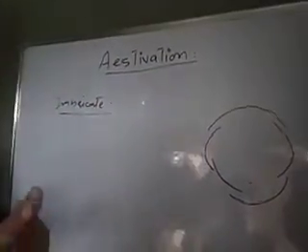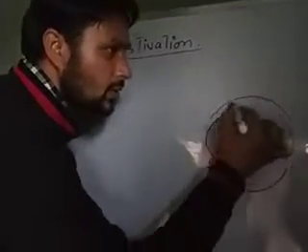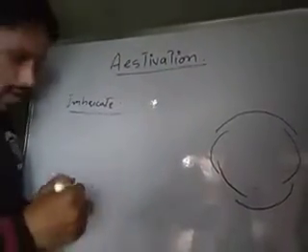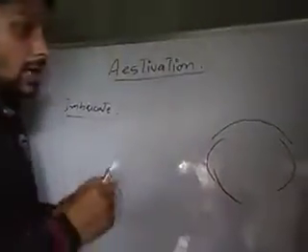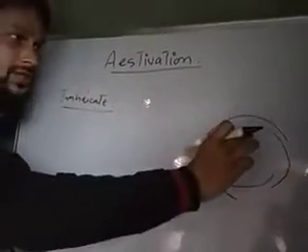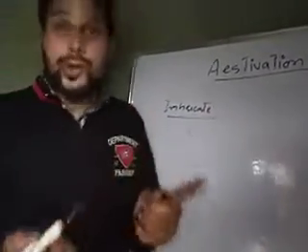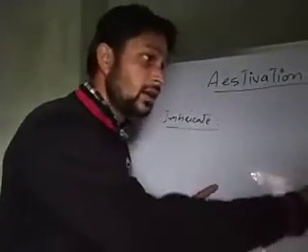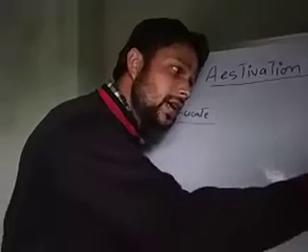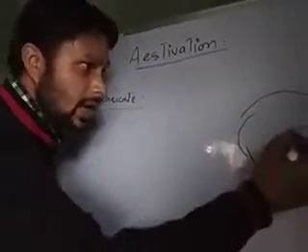But the condition is that in imbricate type of aestivation, one appendage, one sepal or petal, remains completely outside, and one remains completely inside. Imbricate is that type of aestivation in which floral appendages overlap one another but not in a particular direction. One floral appendage remains completely outside and another remains completely inside. And these appendages don't show any proper direction.